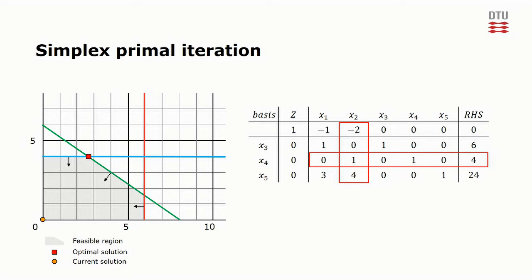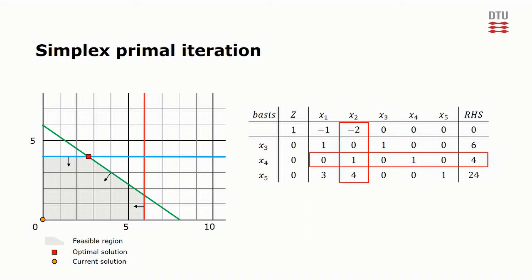It should be noted that the intuition behind this is that by increasing x2 and decreasing x4 to 0, we increase the total value of the objective function, which can hopefully easily be seen by looking at the illustration as well. Now that we have identified the variable entering basis as well as the variable leaving basis, we are ready to continue the primal simplex iteration.